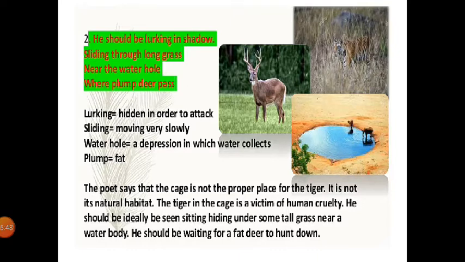The poet says that the cage is not the proper place for the tiger. It is not its natural habitat. The tiger in the cage is a victim of human cruelty. He should ideally be seen sitting, hiding under some tall grass near a water body, waiting for a fat deer to hunt down. It means the natural habitat should be the forest.